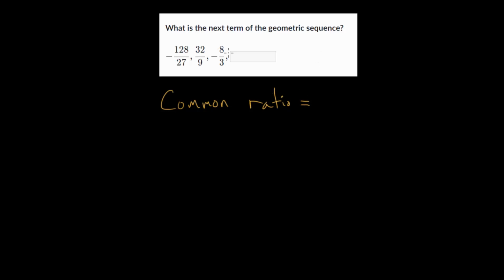And the common ratio we know, we can just take any of these terms and divide it by the one before it. So we can either do -8/3 and divide it by 32 over 9, or we can take 32 over 9 and divide it by -128 over 27. But just to make things simpler, let's choose the smaller numbers. So we're going to take -8/3 and we will divide it by the number before it, which is 32 over 9. And we're dividing fractions here.